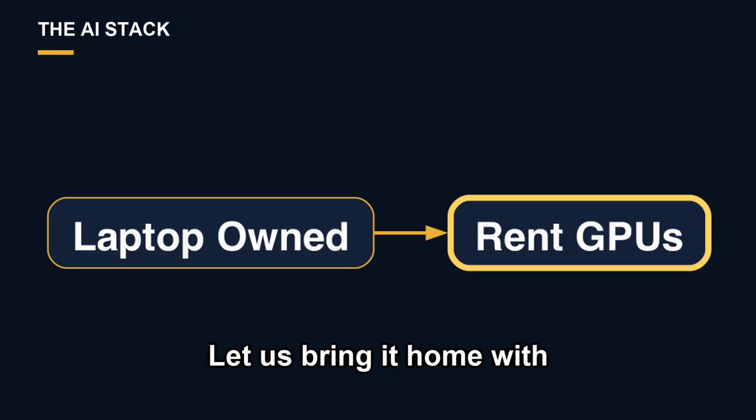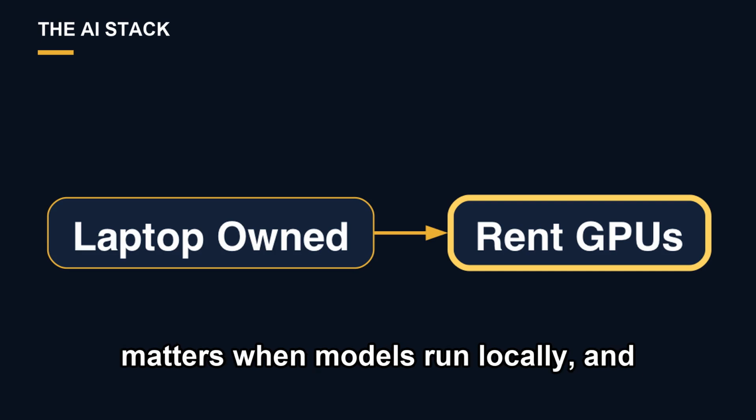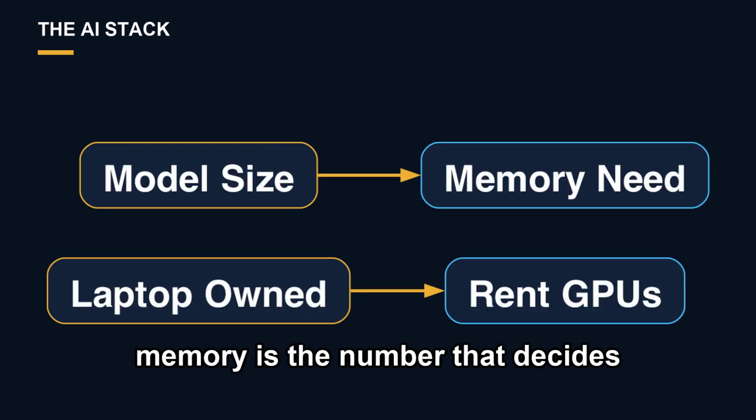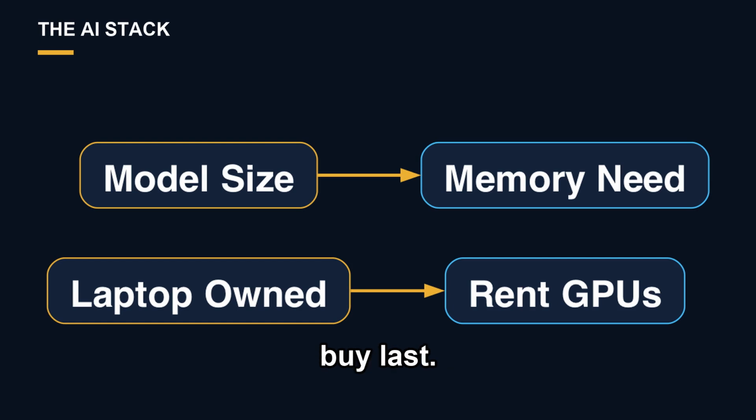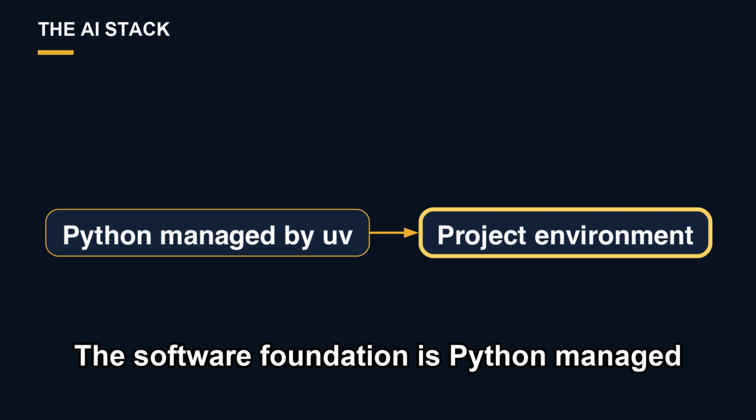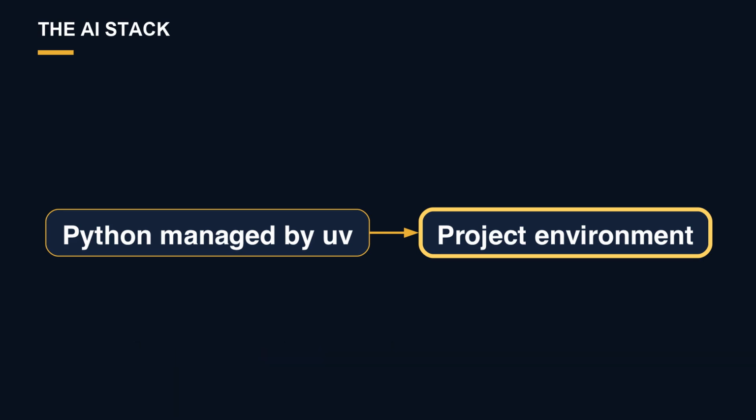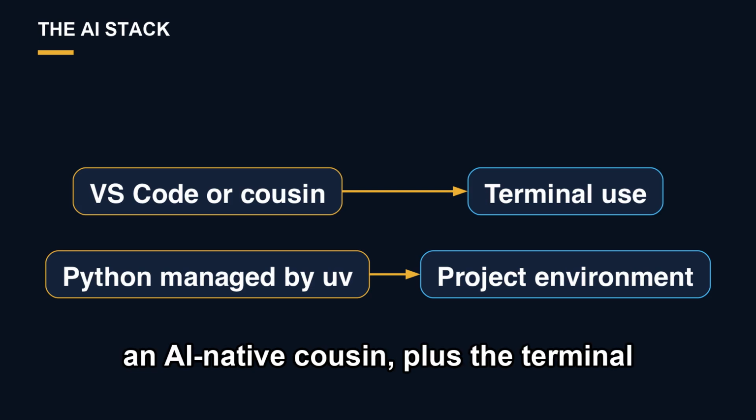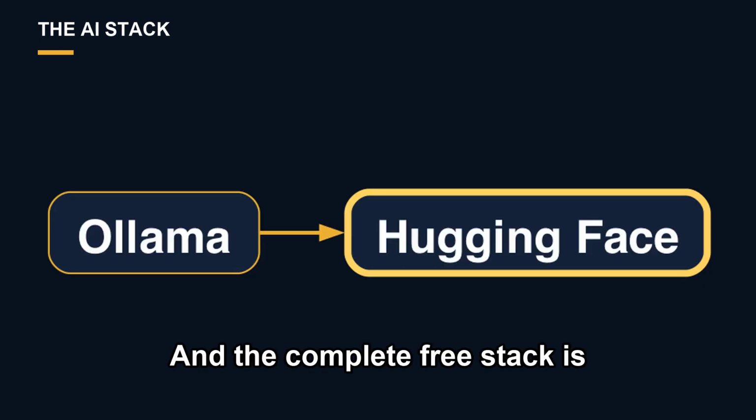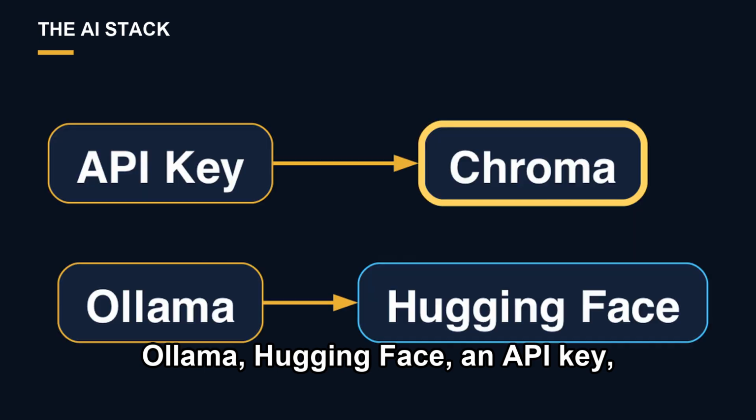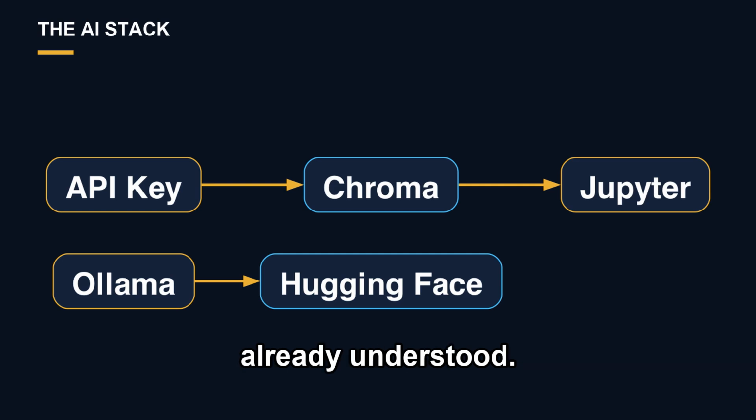Let us bring it home with the recap. What you learned today: hardware only matters when models run locally, and memory is the number that decides. Start with the laptop you own, rent GPUs by the hour, buy last. The software foundation is Python managed by uv, one environment per project. Git from day one. The editor is VS Code, or an AI native cousin, plus the terminal you will stop fearing within a week. And the complete free stack is Ollama, Hugging Face, an API key, Chroma, and Jupyter, 7 pieces, each one an episode you have already understood.